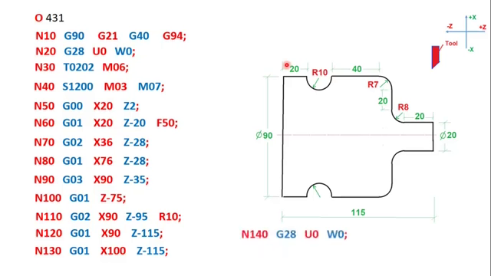And then from here I will move to the U0 and W0, that is the machine coordinate system, and then switch off the spindle, switch off the coolant, and then the program will end. So in this problem we are doing a turning operation even with the curve.